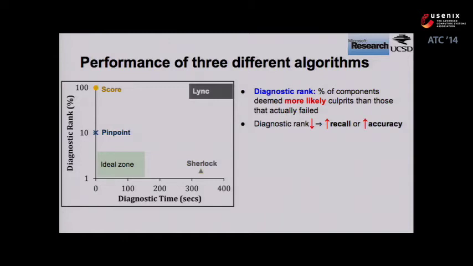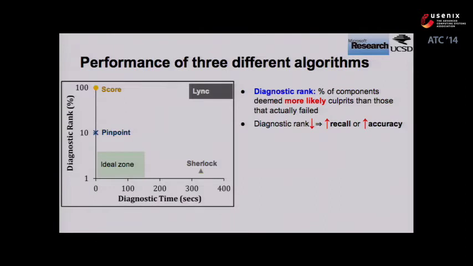Pinpoint, on the other hand, thought that around 10% of the components in Lync were responsible for the call failures that we were seeing. So it had very poor accuracy. Ideally, we would want a localization algorithm to have low diagnostic rank and low diagnostic time. And so we started thinking whether one of these algorithms is better than the others.